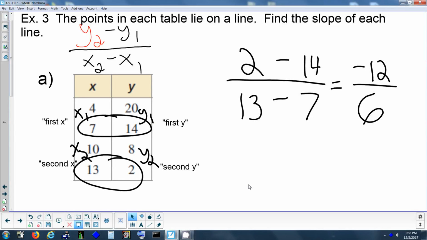Joe, at first I thought it actually would be something else, and then I noticed: if the 6 was on top and 12 was on the bottom, yes, but it's not. So this would be negative 2, all right? Because a negative divided by a positive is a negative. All we're doing is a different way. Now we're just using the formula and plugging in numbers.